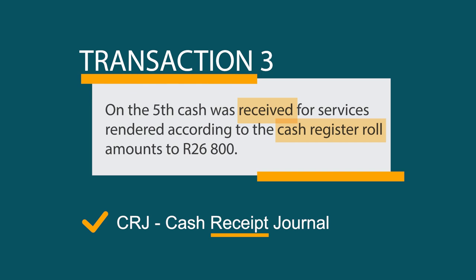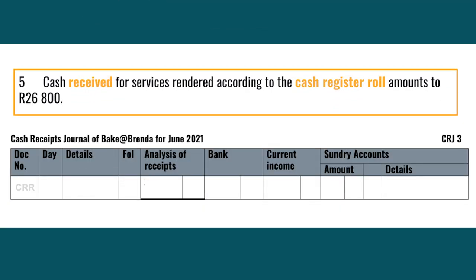Let's have a look at the cash receipts journal. The document will be CRR, which is short for cash register roll. The day is the 5th. Details will be services rendered, or instead of writing services rendered in the details column, you can also write cash. The analysis of receipts column will be 26,800 Rand. Bank and current income will also be recorded with 26,800 Rand.